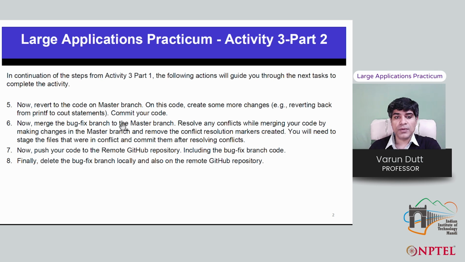Now merge the bug fix branch into the master branch. We will have to check out the bug fix branch and resolve any conflict. Particularly, this branch was meant to solve for negative numbers, where the factorial may not exist. So resolve any conflicts while merging your code. We will do the git merge, and we will have to resolve the conflicts in the master branch. The conflict resolution markers will be in the file, and you will have to remove those markers while resolving the conflict. You will need to stage the files again with the git commit -a -m command, and then commit them after resolving the conflict, which will create a merge commit.